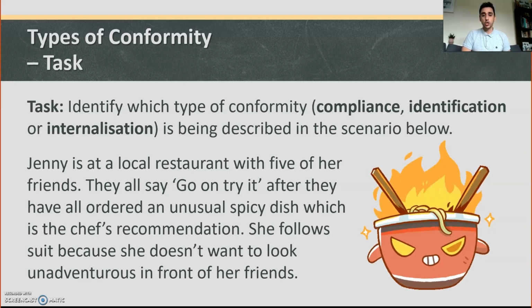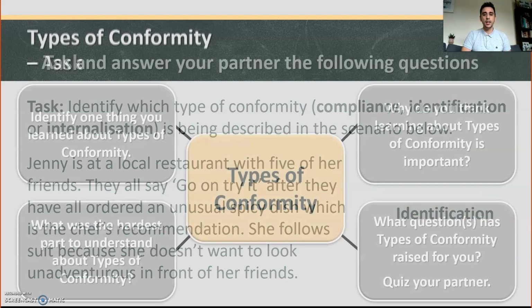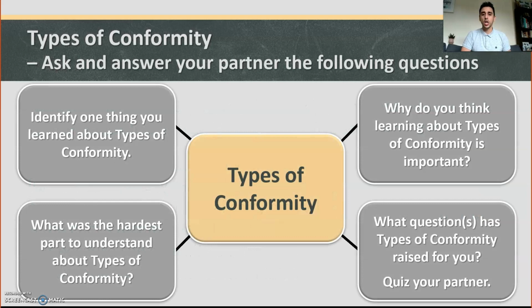Jenny is at a local restaurant with 5 of her friends. They all say go on, try it, after they have all ordered an unusual spicy dish, the chef's recommendation. She follows suit because she doesn't want to look unadventurous in front of her friends. Identification. Okay, those are types of conformity.